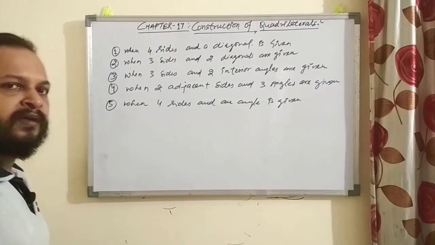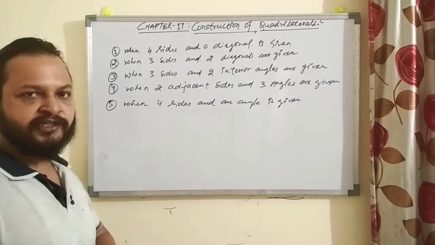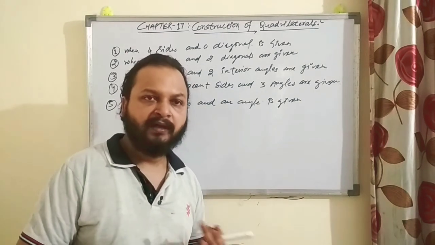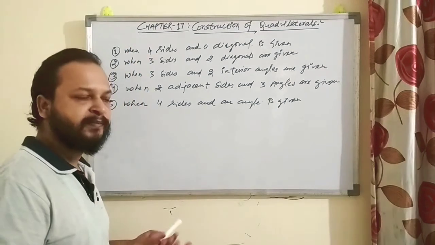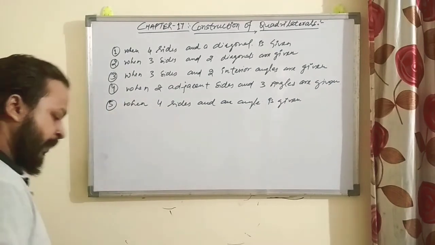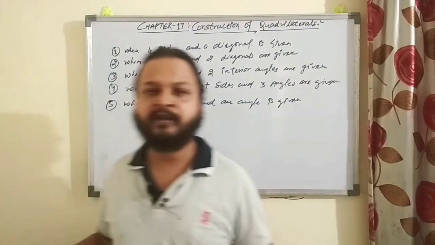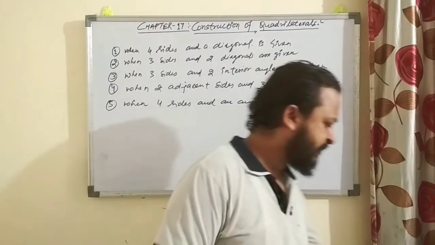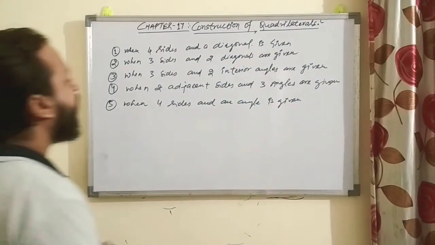Right? So these 5 types of quadrilateral we have to construct by using a compass and a protractor. The basic things, a pencil, scale and eraser, are also required. So now we are going to discuss these things on the basis of the exercise, exercise 17A.